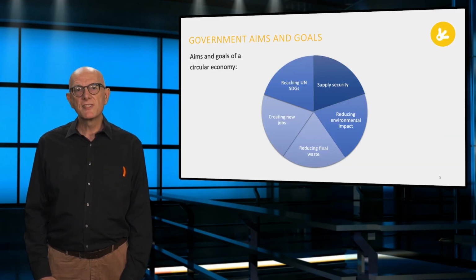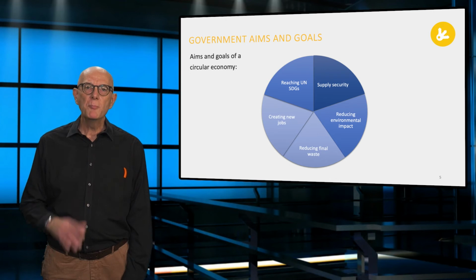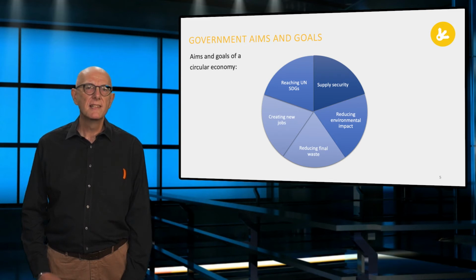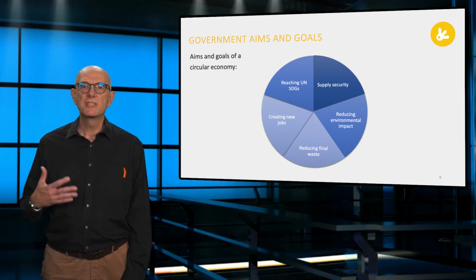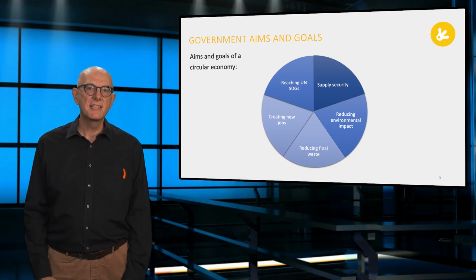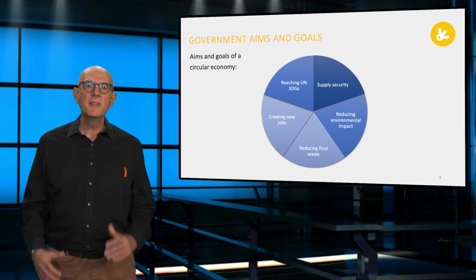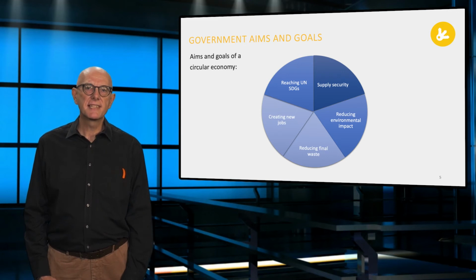So the aims and goals of a circular economy for the government can include supply security of materials, and there one might see lists of critical materials. Very important is reducing environmental impacts via country-level footprints, measuring CO2, land use and water, for example. Reducing material waste from homes and organizations is important, as is creating new jobs in circular sectors. Globally, governments have committed to reaching UN Sustainable Development Goals by 2030.